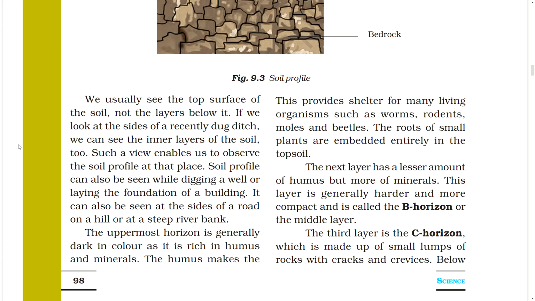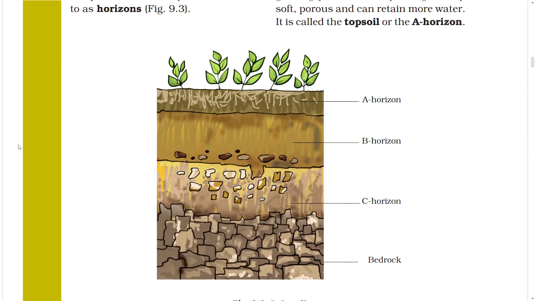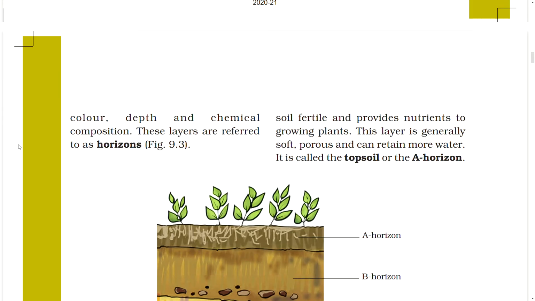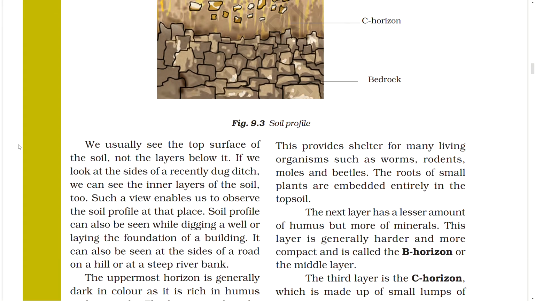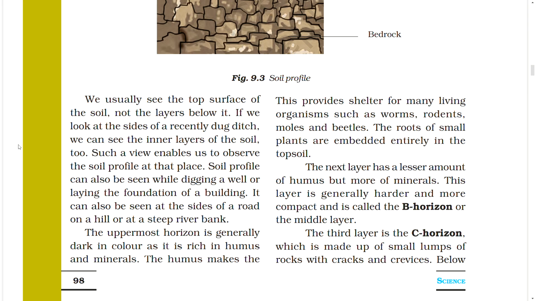The uppermost horizon is generally dark in color as it is rich in humus and minerals. The humus makes the soil fertile and provides nutrients to growing plants. This layer is generally soft, porous, and can retain more water. It is called the topsoil or the A horizon. They provide shelter for many living organisms such as worms, rodents, moles, and beetles. The roots of small plants are embedded entirely in the topsoil.